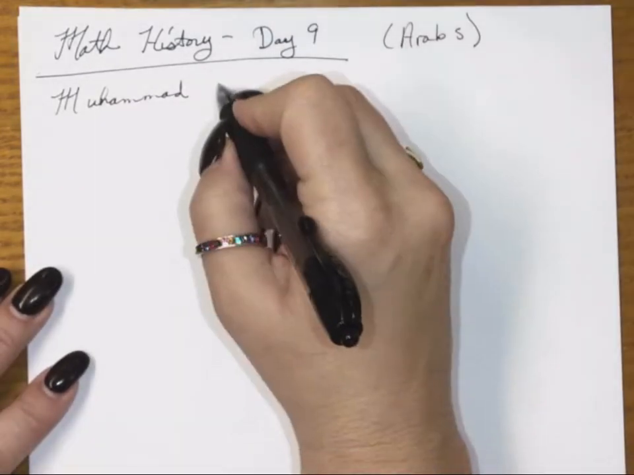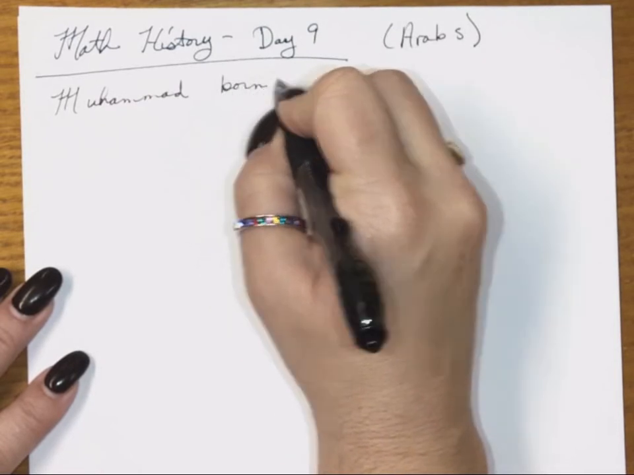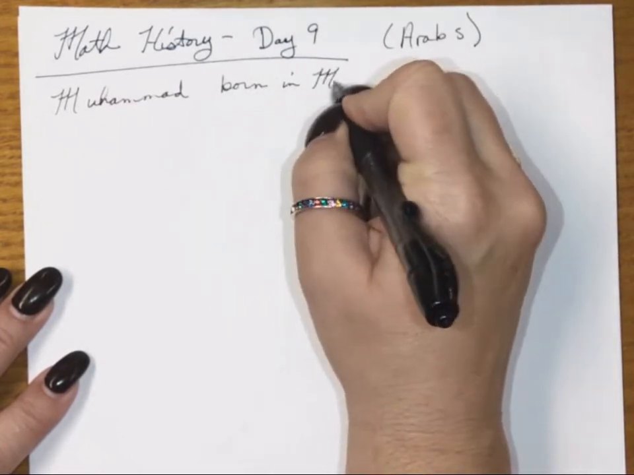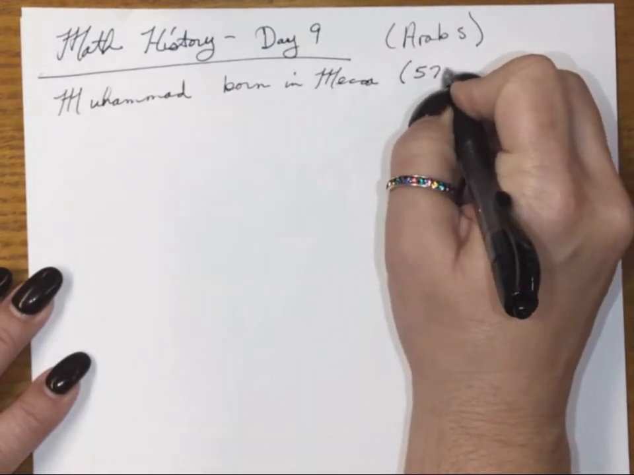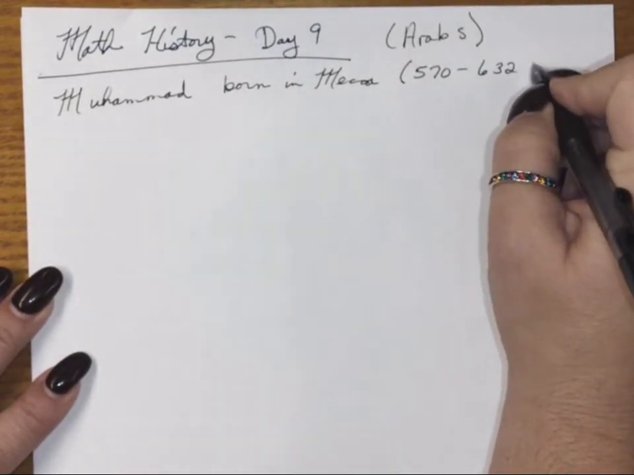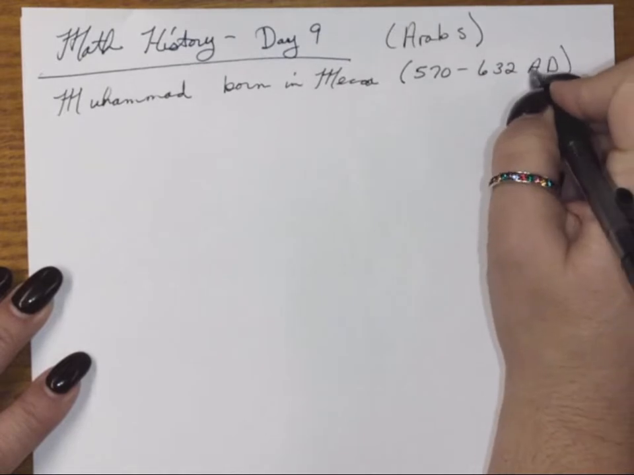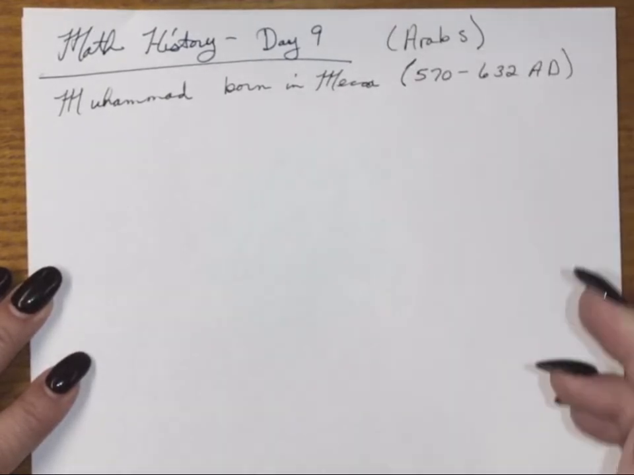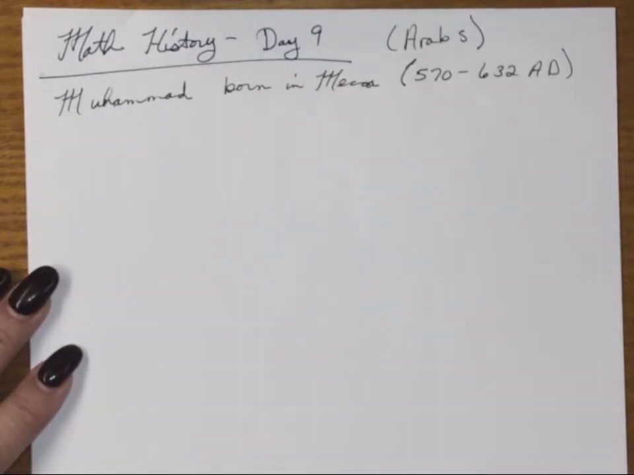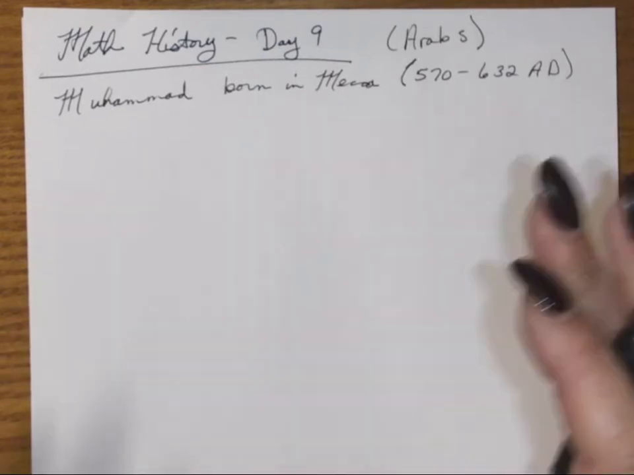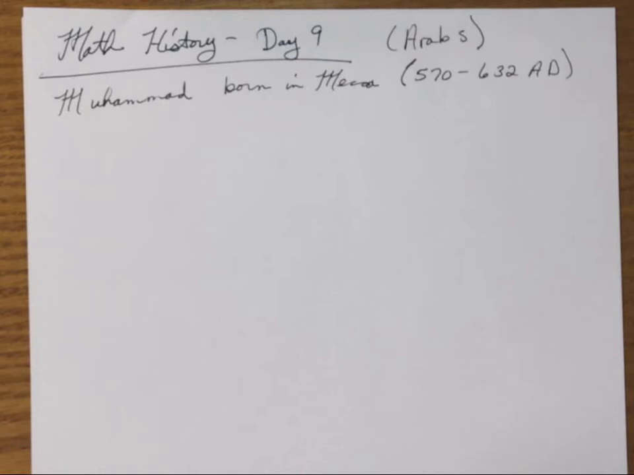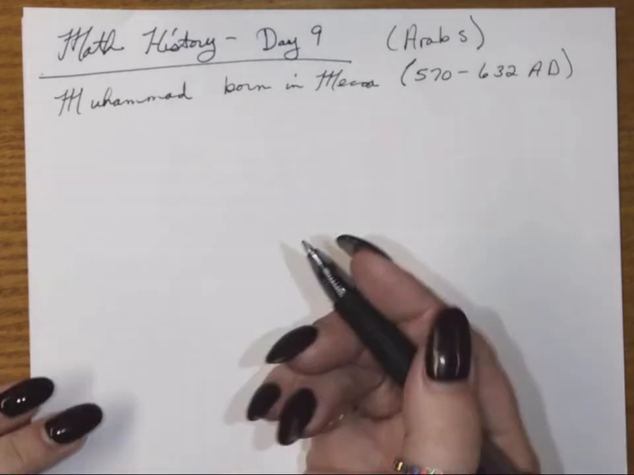He is the founder of the Islam religion. He was born in Mecca. The dates that I have there are 570 to 632, and I'm going to put AD, but we can tell by the way I'm writing them now that these are all AD, and from now on will be after the time of the death of Christ. So it'll be more modern looking dates is what we're going to see.